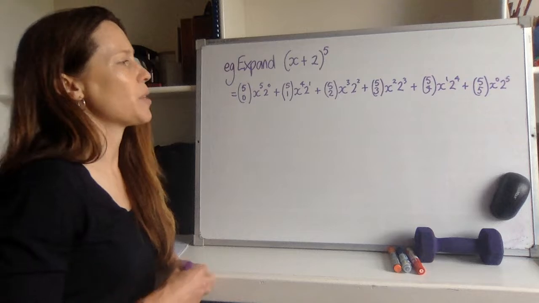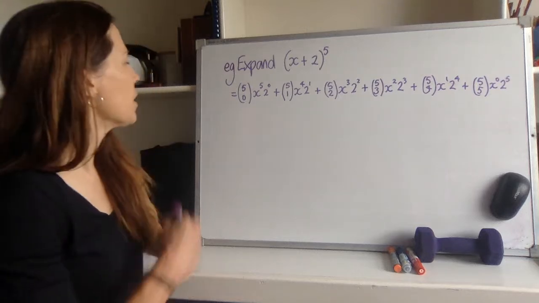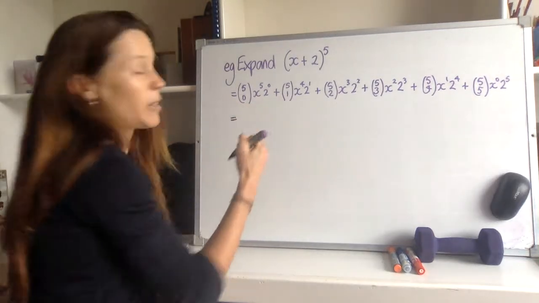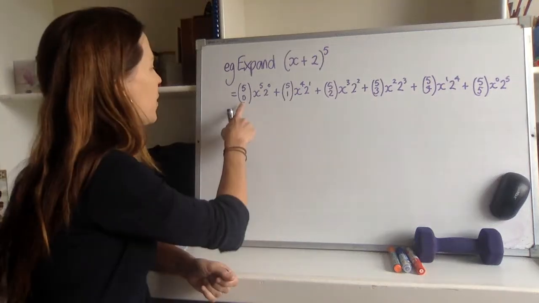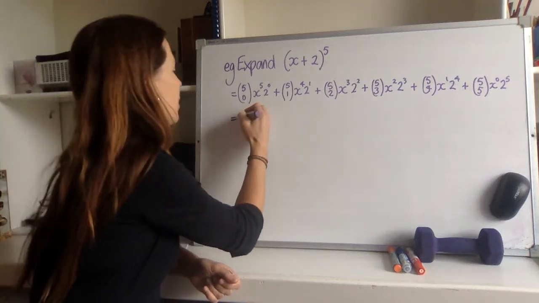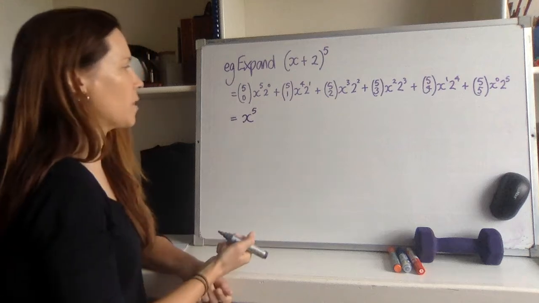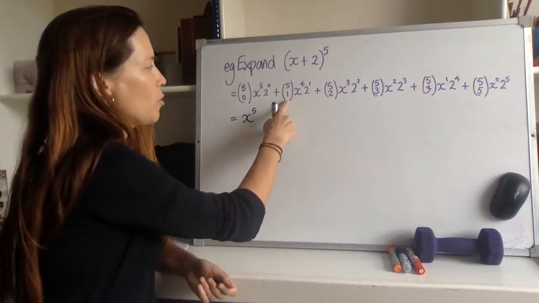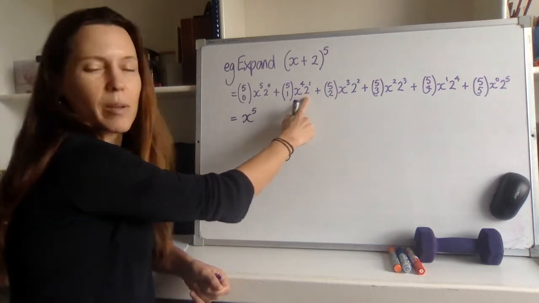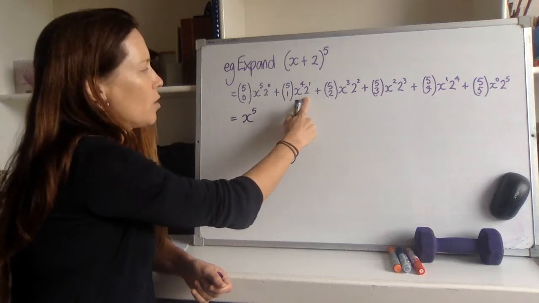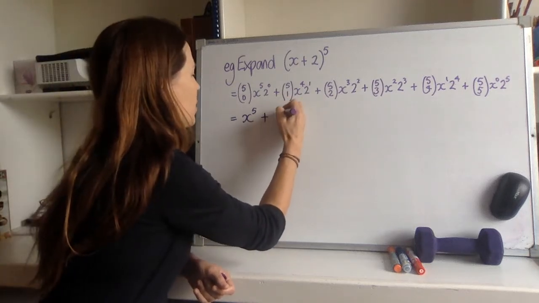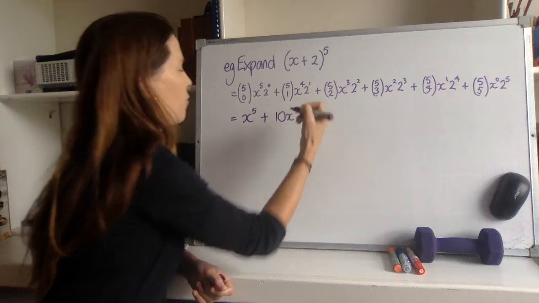On the next line, I can think about what each of these numbers will be. So 5 choose 0, there's only one way you can choose 0 things from 5. So I know this is a 1. This is also a 1, so I can hop straight in here to say this is x to the power of 5. 5 choose 1 is 5, but I've also multiplied that by the 2. So 2 5s are 10. So my next term is going to be 10x to the power of 4.